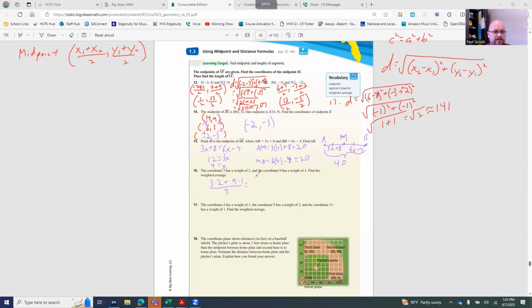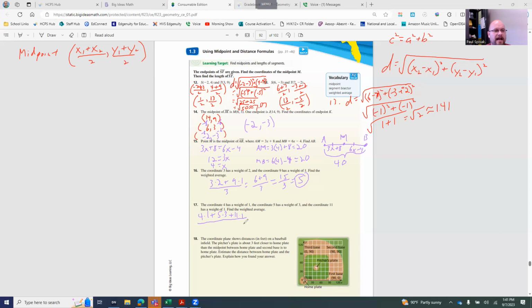3 times 2 is 6. 9 times 1 is 9. 6 plus 9 is 15. And 15 divided by 3 is 5. And that's our weighted average. Let's do it again with this one. So a coordinate of 4 has a weight of 1. So 4 times 1 plus 5 has a weight of 3. So 5 times 3. And 11, so plus 11 has a weight of 1.